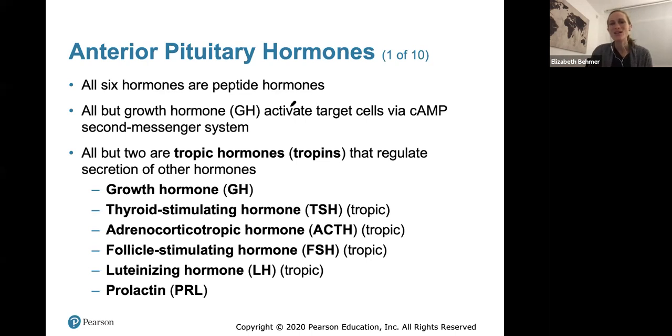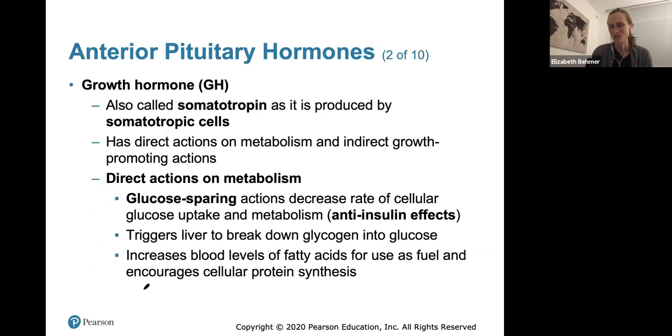So now we have all 6 hormones released from the anterior pituitary. They're peptide hormones. They activate cells via cAMP second messenger systems. All but 2 are trophic hormones that regulate secretions of other hormones. So these are the 6 hormones that are released from the anterior pituitary. We'll go through them. Again, knowing a symbol, the name, and then what it does is important too. There might be matching questions on that. Growth hormone, it's also called somatotropin. You don't need to know the alternate names. You should know it's just growth hormone.